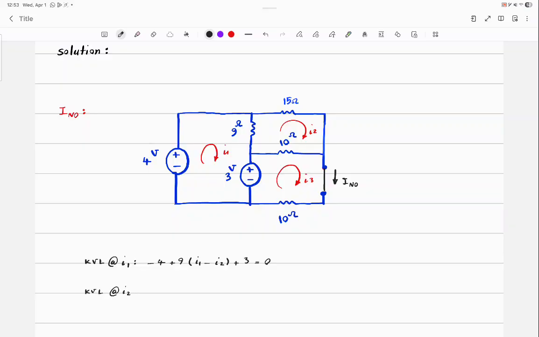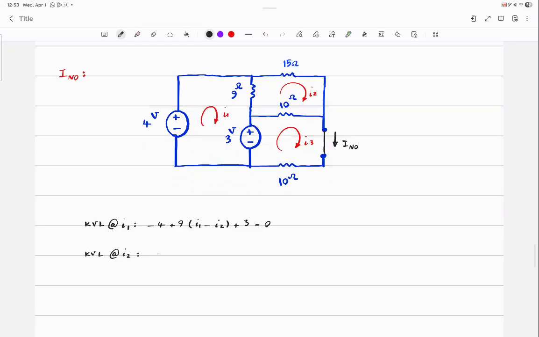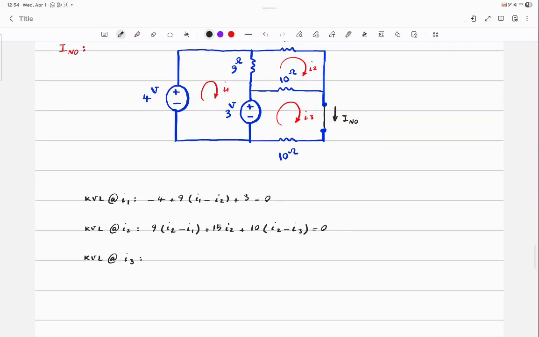KVL at I2, 9 times I2 minus I1 plus 15 I2 and plus 10 times I2 minus I3 is equal to 0. KVL at I3, -3 plus 10 times I3 minus I2 plus 10 I3 is equal to 0.